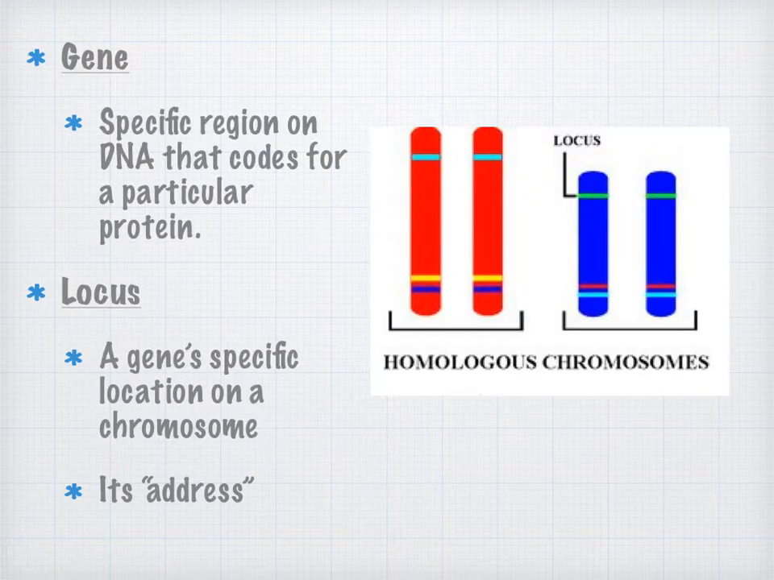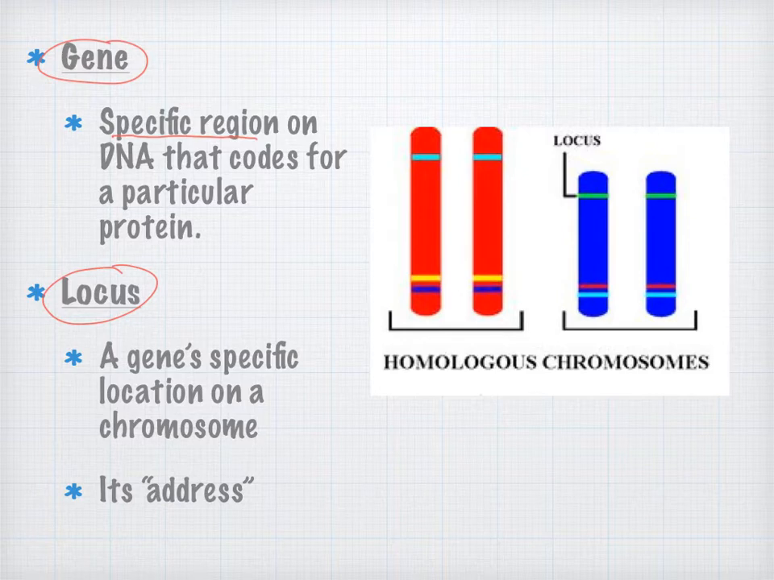A little bit of vocab for us to go over. First thing would be a gene. A gene is a specific region of DNA that codes for a particular protein or a trait that the organism would express. The locus would be the gene-specific location on a chromosome, or its address.